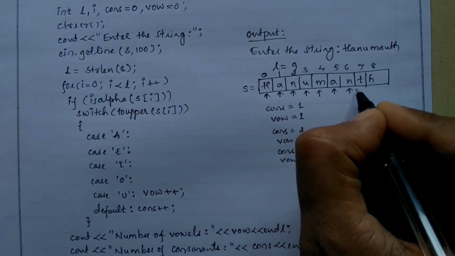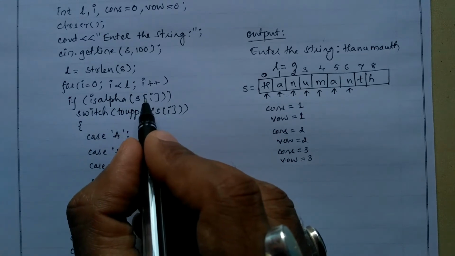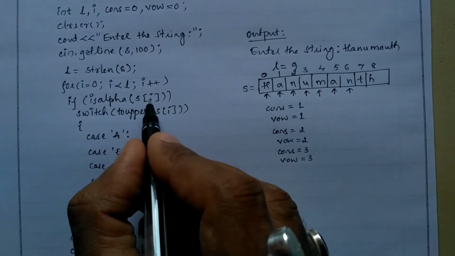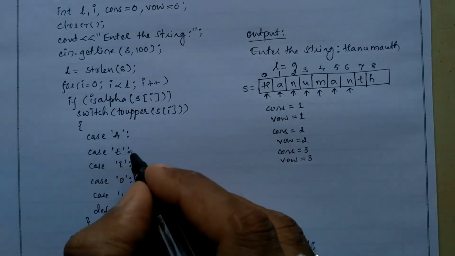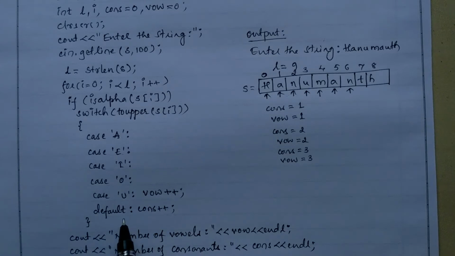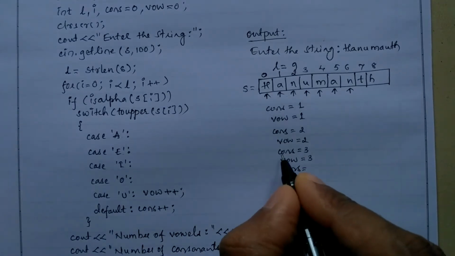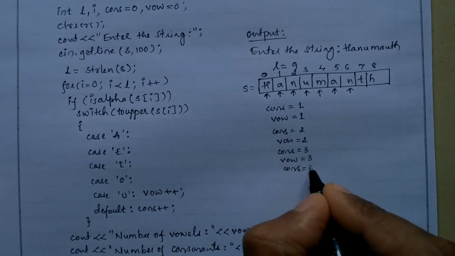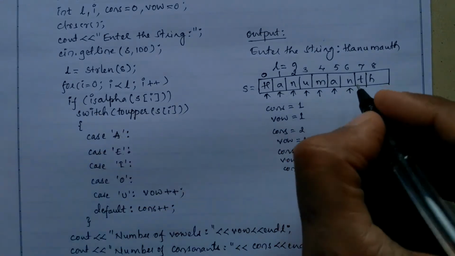Now it is pointing to 6, that consists of n. Is alphas of 6 n? Yes, it is true. Switch to upper, so the lowercase letter will become capital N. So it is not going to match with any of these case labels. Hence it is going to execute default. Now the consonant value will get incremented by 1. Earlier it was 3, now it is 4. Again control transfers to the for loop by incrementing the value of i by 1.